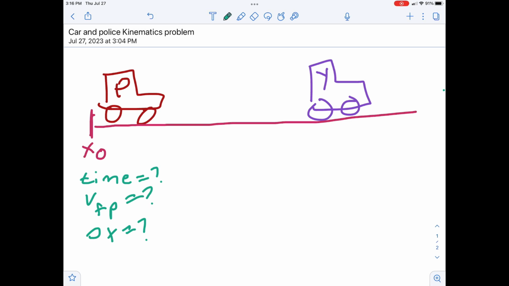So for this problem, what's important to note is that we're going to set the point at which the police car starts moving as x equals 0. And when we want to find the time where they catch up, well, that will be when their displacement is equal. So wherever these two cars catch up, their displacement away from x equals 0 will be the same. And luckily we have an equation for position. We have our change in x equals our initial velocity times time plus 1/2 times our acceleration times t squared.